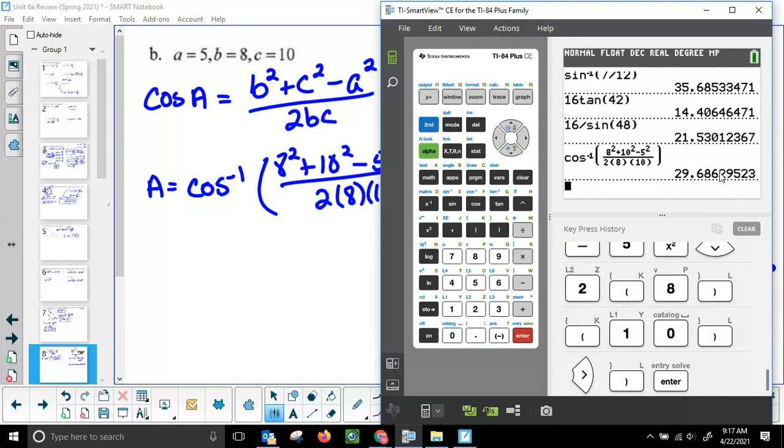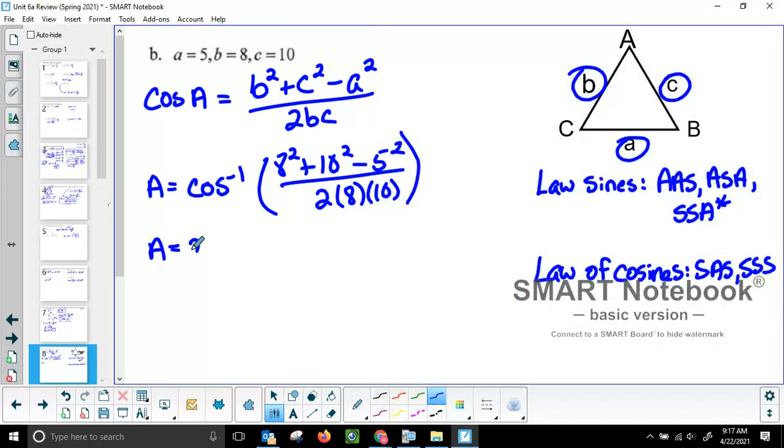That gives 29.7 degrees. Remember, angles we round to the nearest tenth. So A equals 29.7 degrees. Who remembers what we are going to use immediately after law of cosines every time, to find the next piece? Hint, it's another law. Law of sines, every time.